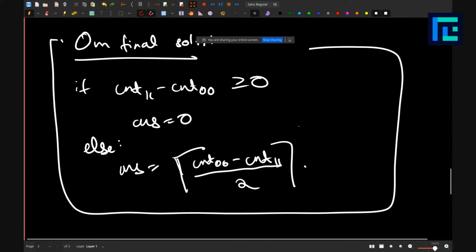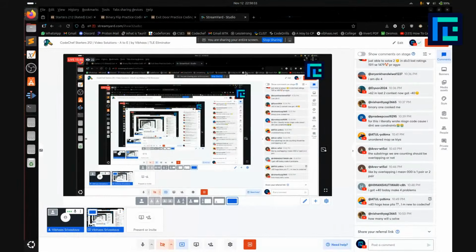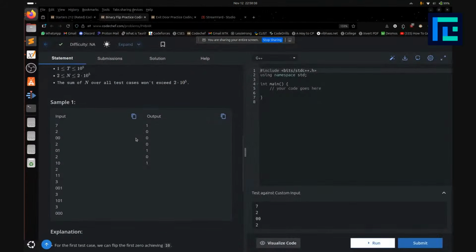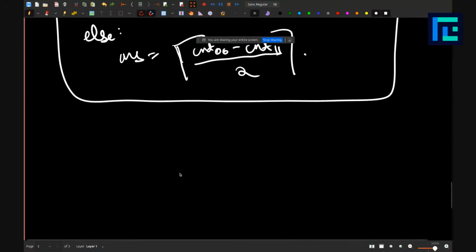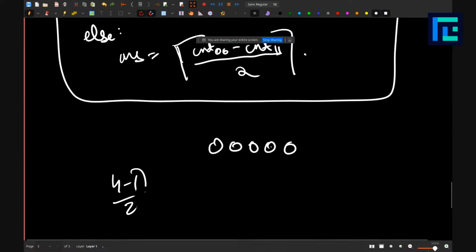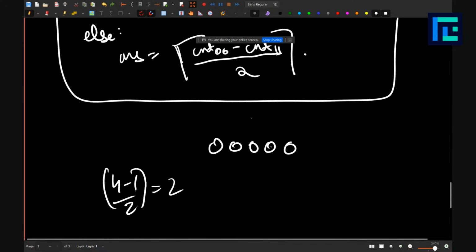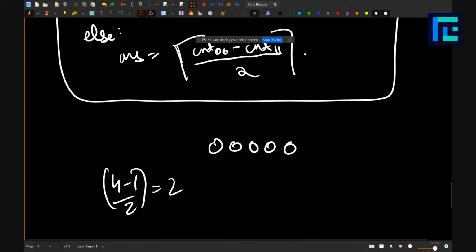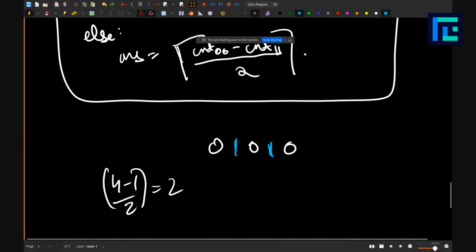Let's just do this with an example. Let's take the example of 0 0 0 0 0, right? So here count 0 0 is 4 and count 1 1 is 0. So we are saying that this should take exactly 2 steps. And why will it take 2 steps? Because we can change this to a 1 and we can change this to a 1, right? We can change these two to 1, and now count 0 0 is 0 as well as count 1 1 is 0. So our answer is 2, right?